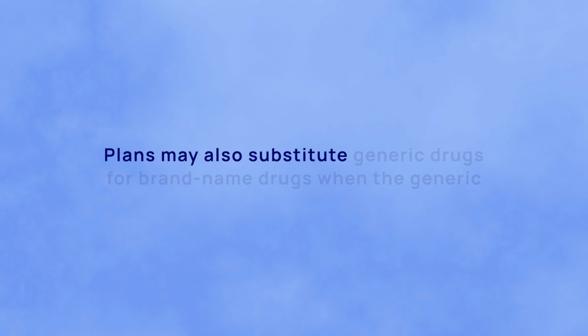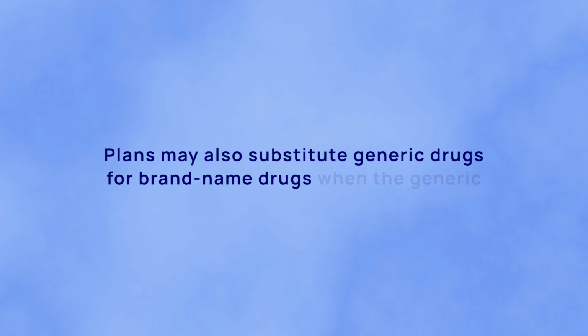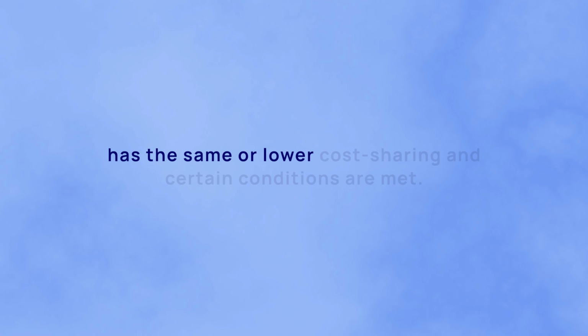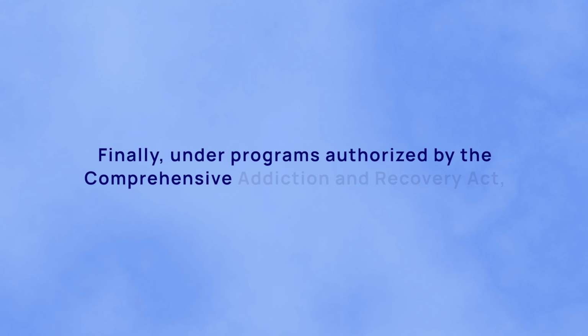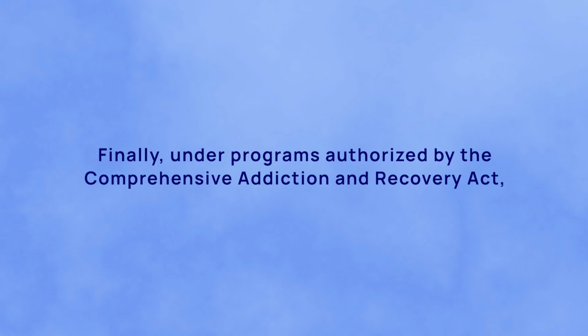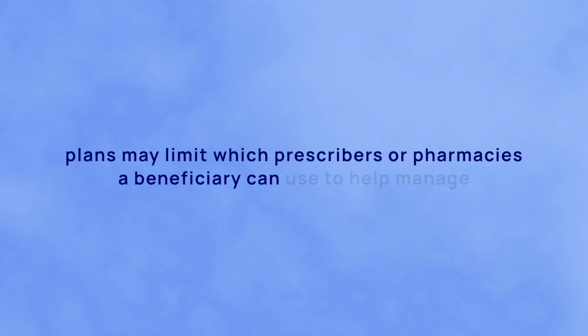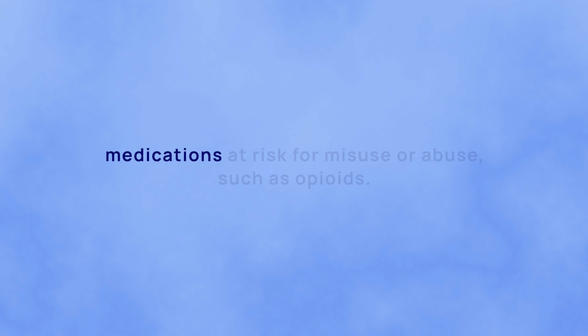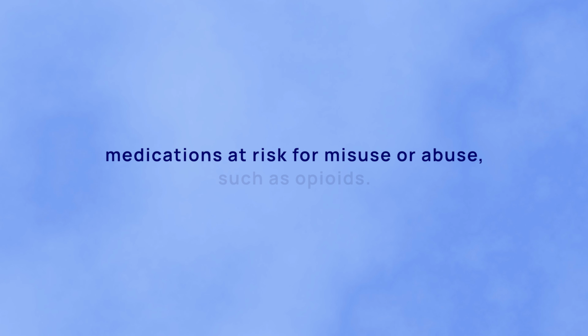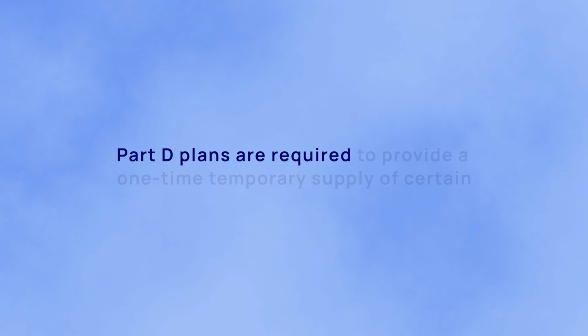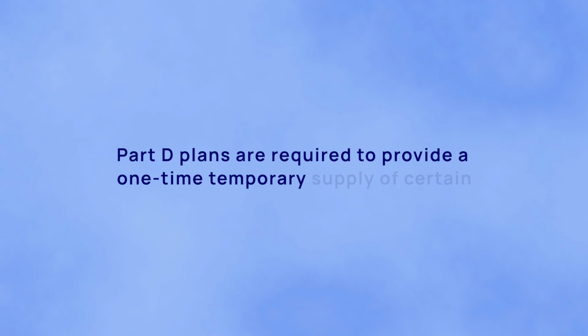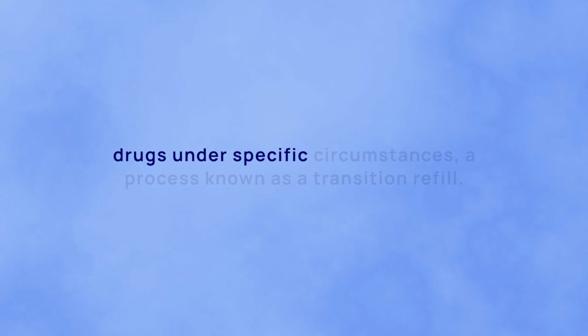Plans may also substitute generic drugs for brand-name drugs when the generic has the same or lower cost sharing and certain conditions are met. Finally, under programs authorized by the Comprehensive Addiction and Recovery Act, plans may limit which prescribers or pharmacies a beneficiary can use to help manage medications at risk for misuse or abuse, such as opioids.